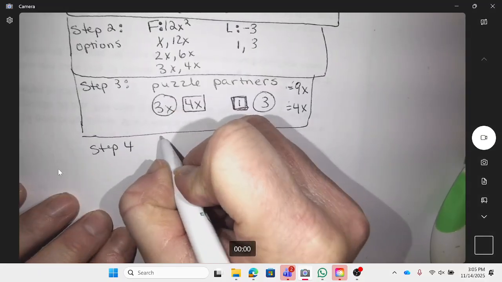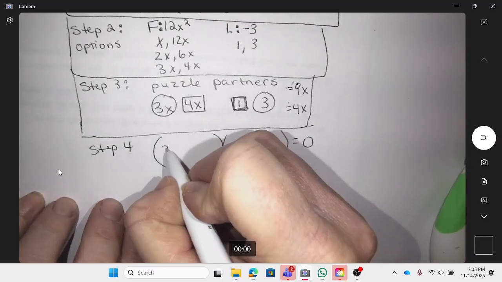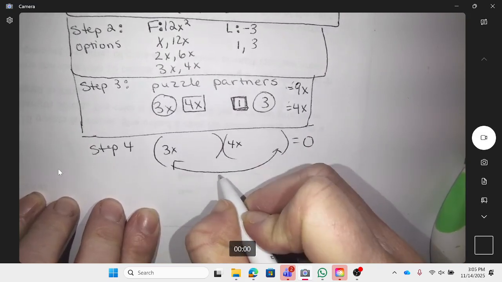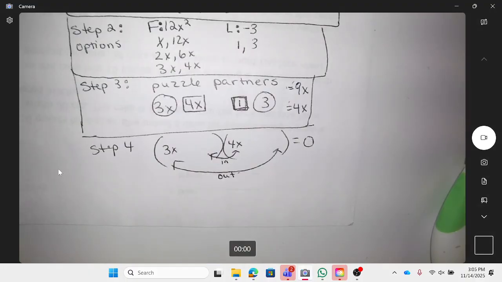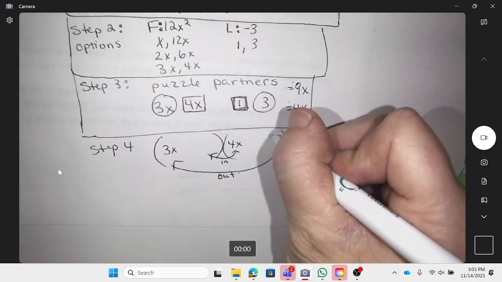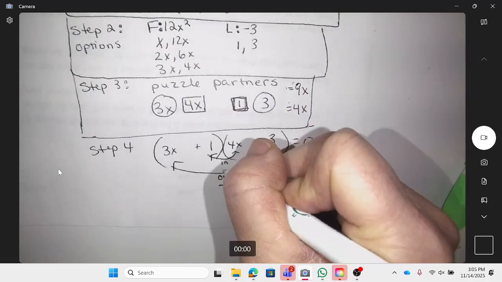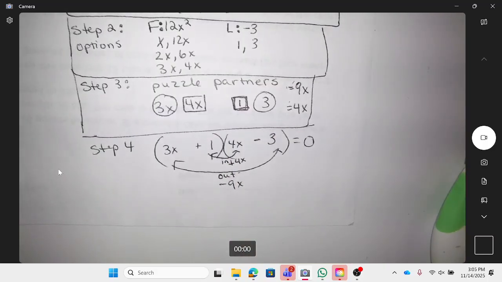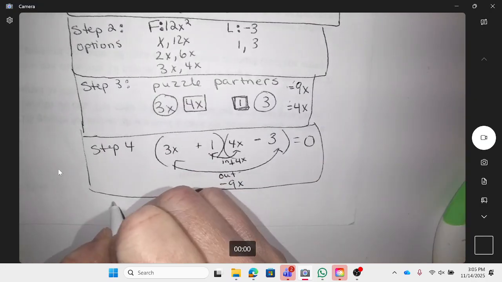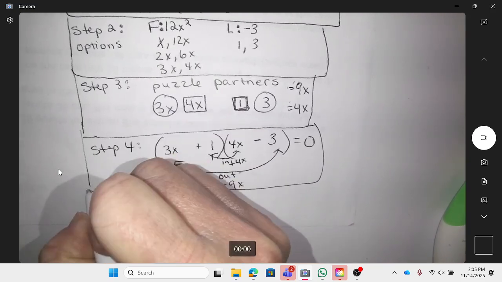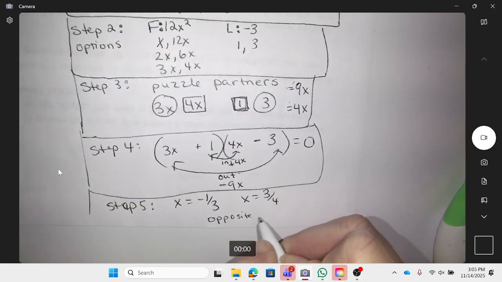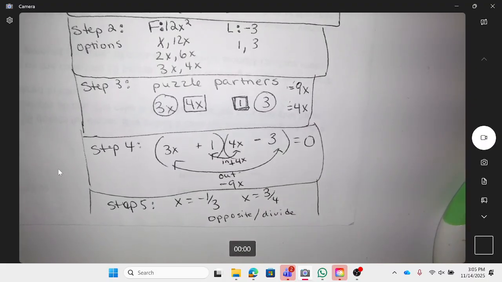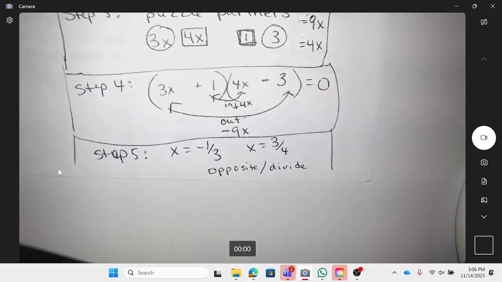Step 4, outside, inside, foils. Make your hooks. Step 5, figure out the x.